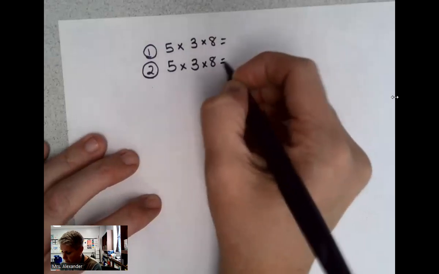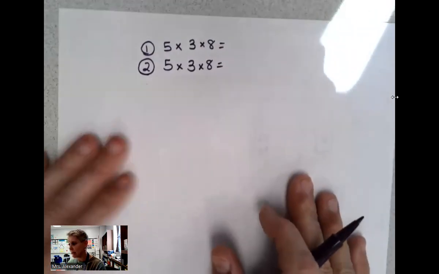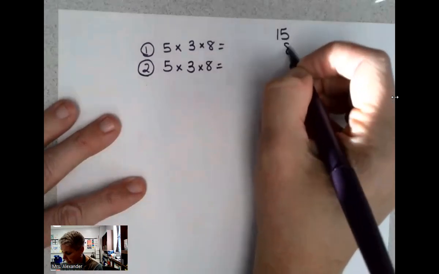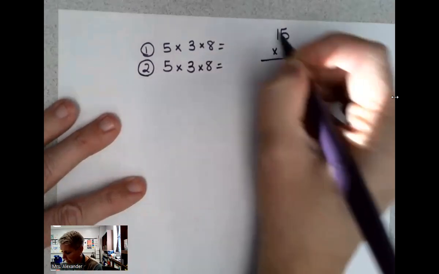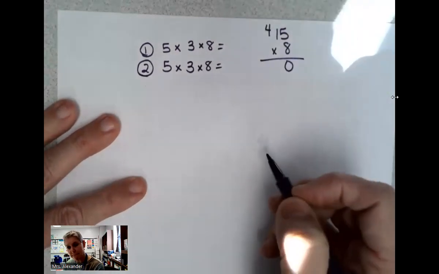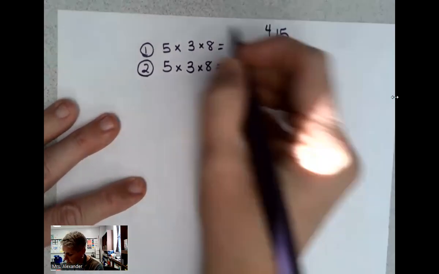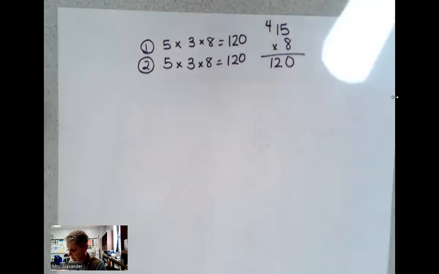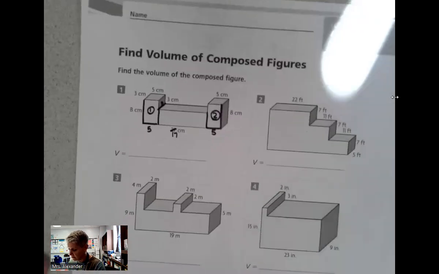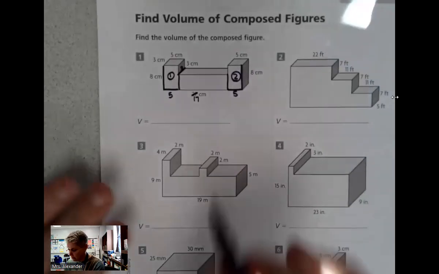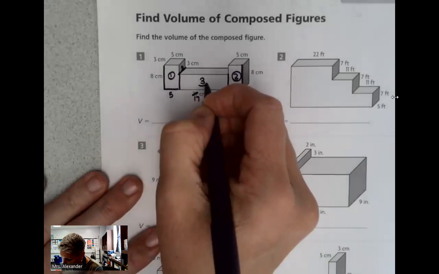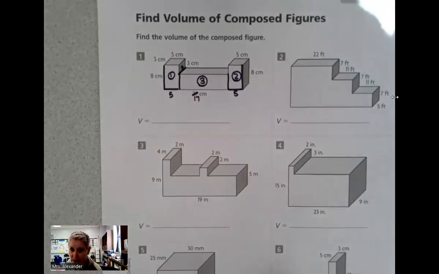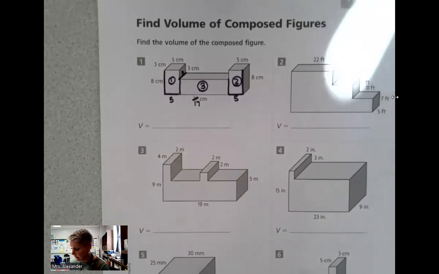So I'm going to multiply. I can do 5 times 3 in my head. Then I'm going to multiply that 15 by 8. When I do that, if you're working along with me, each of these figures is going to have a total of 120 cubic centimeters. Okay. We're going to call this figure 3. Remember, we're circling when we label the figures, so we know that's not a measurement. That's telling us which figure we're working with.